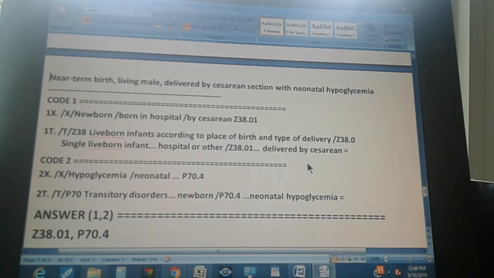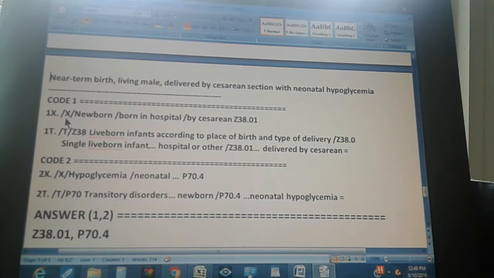Okay, the summary of the whole problem. This is a near-term birth. Is a living male, and he was delivered by cesarean section, and he comes with neonatal hypoglycemia. There are two codes. The code 1 through the index is found like this.